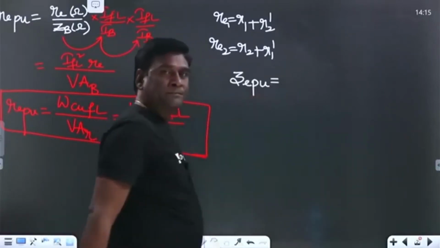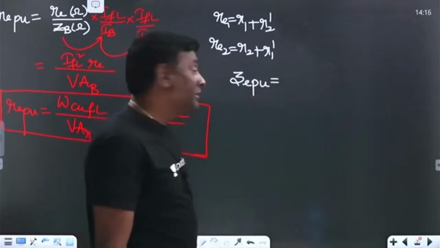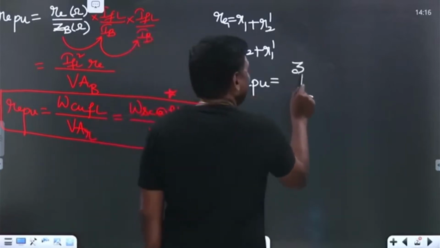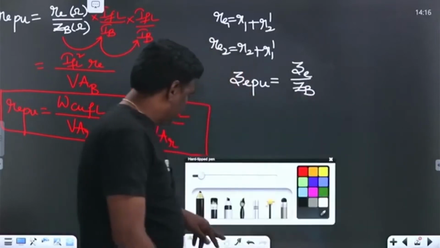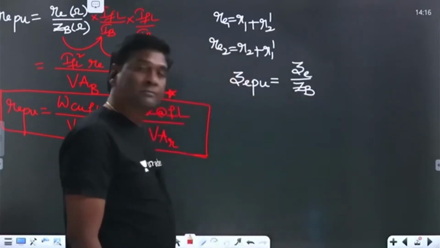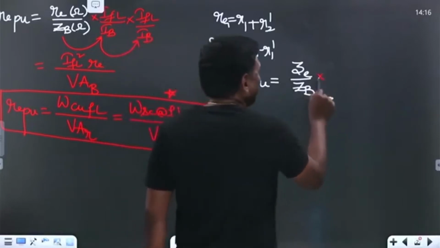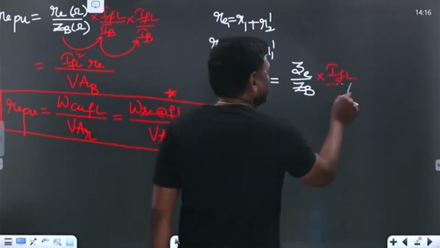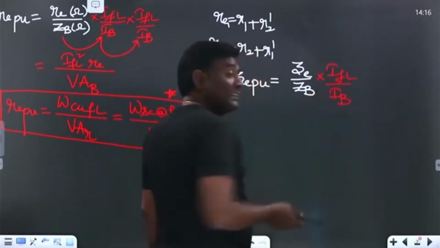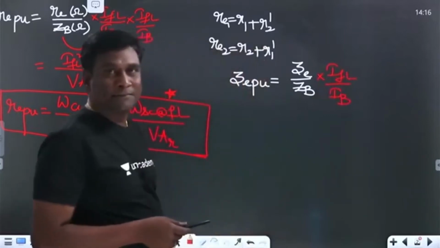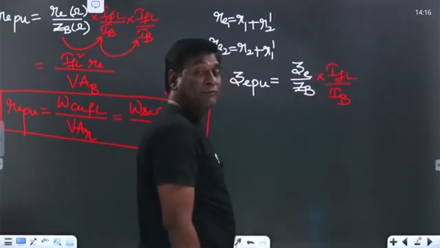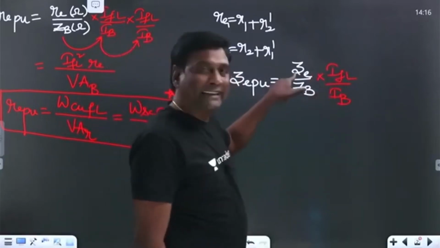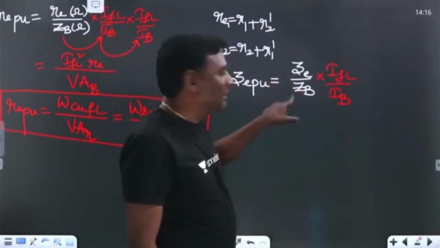ZE per unit. Now, how much is ZE per unit? ZE per unit is nothing but ZE divided by Z base. Let me multiply with IFL divided by I base, because IFL is equal to I base, as we have just seen. So this is going to be IFL into ZE, with ZE in ohms, divided by Z base in ohms.